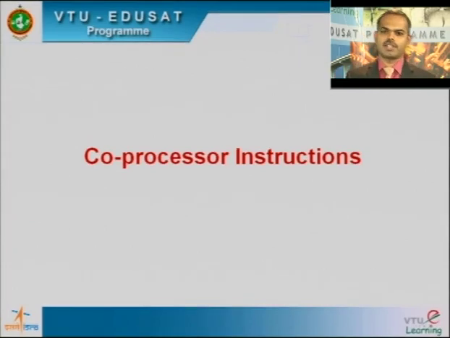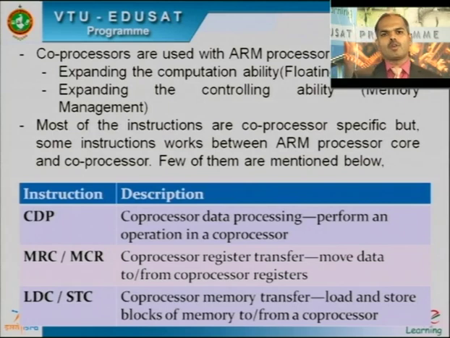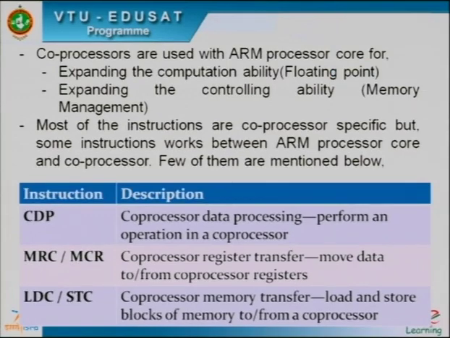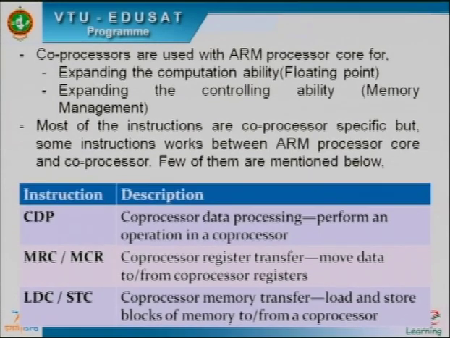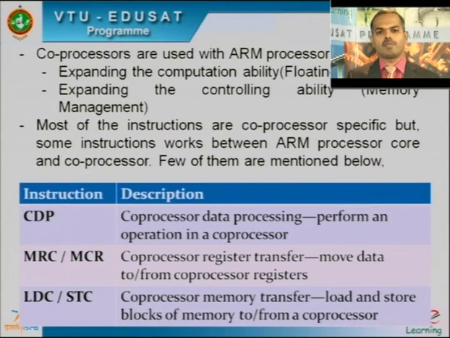Let's start with coprocessor instructions. Before getting into them, what do we mean by a coprocessor? A coprocessor is a companion to an existing ARM processor core, which extends its ability to compute or to control. Both options are possible. For example, the basic ARM core does not perform any floating point operation, so there is a separate coprocessor that performs floating point operations. You can combine the existing ARM processor core with a coprocessor core to get floating point operations.